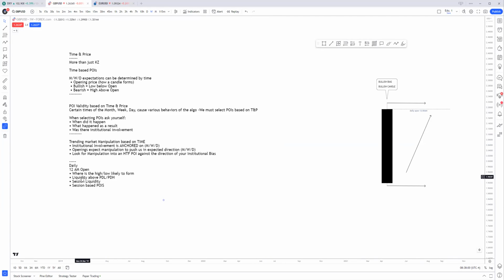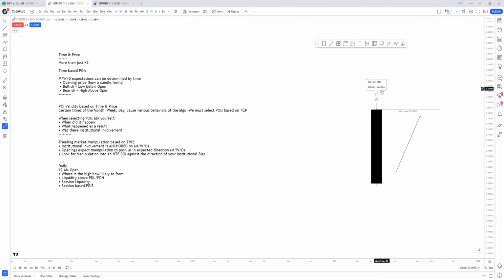Why is this important? There is liquidity above previous daily highs and previous daily lows. So if we are expecting bearish candles, we know that there is liquidity above here.